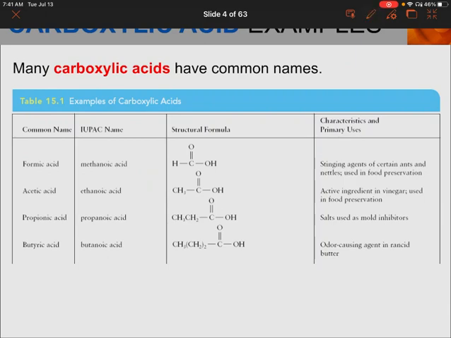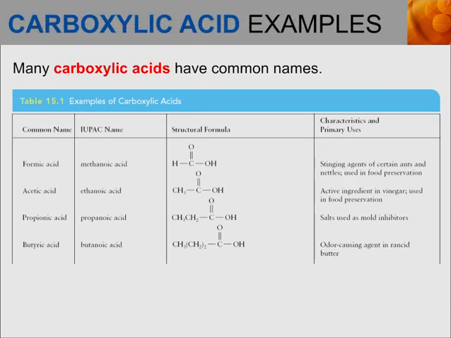So here are just some examples of different carboxylic acids. Some of them you might have heard of before. So formic acid, for example, is used as a food preservative. It's also what some insects use when they sting you. Acetic acid we already talked about. That's present in vinegar, but it can also be used as a preservative as well.